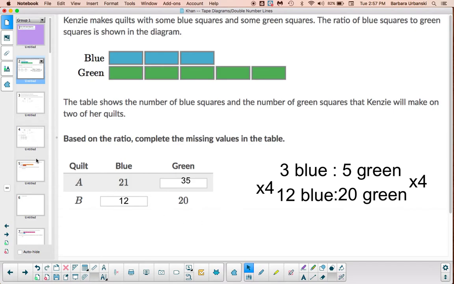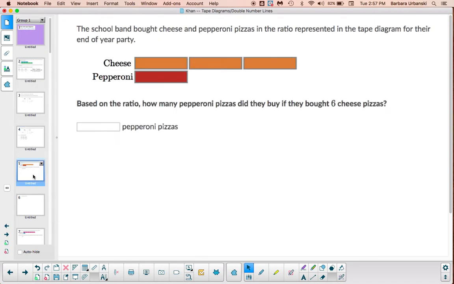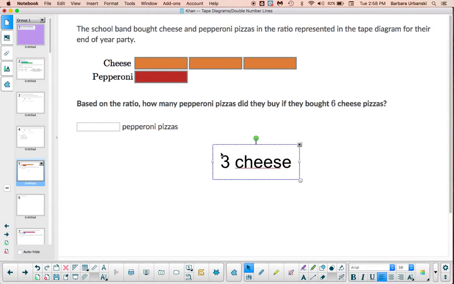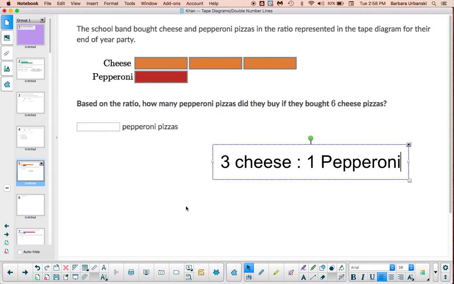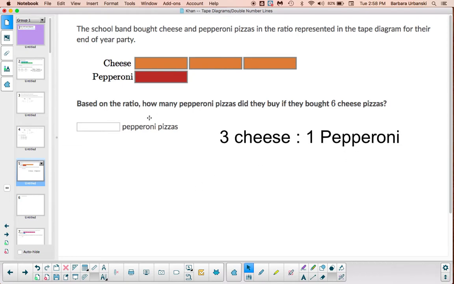Let's go ahead and take a look at this particular problem. They say the school band bought cheese and pepperoni pizzas in the ratio represented in the tape diagram for their end of year party. If you look, you'd have 3 cheese to every 1 pepperoni. It says, based on the ratio, how many pepperoni pizzas did they buy if they bought 6 cheese pizzas?